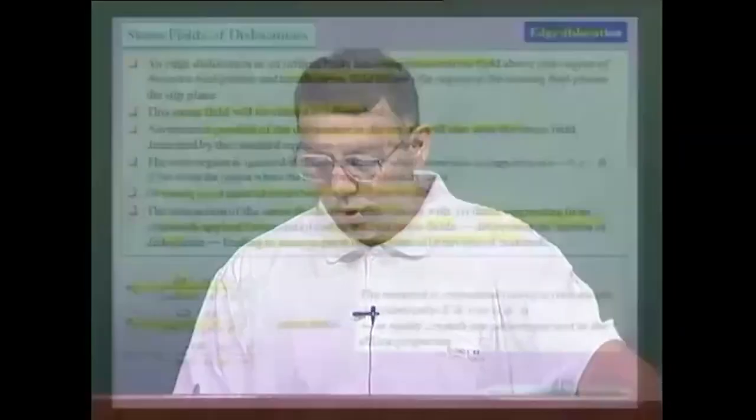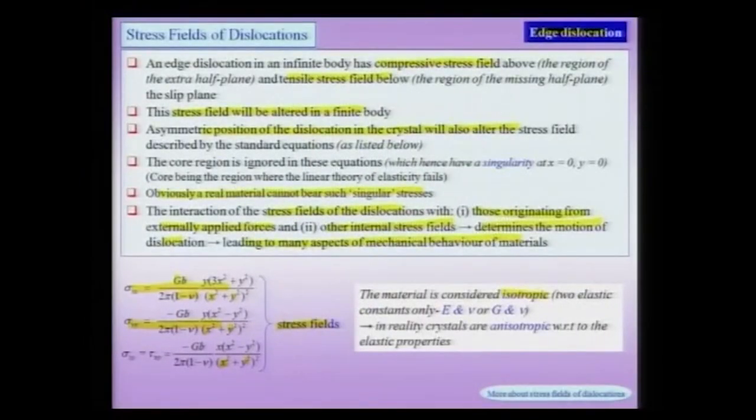In these equations we have written down here, we assume that the material is isotropic. The equations get a little more complicated when you are assuming an anisotropic material property, but just for now we will assume isotropic property so that we have to deal with only two fundamental constants G and nu, which will now completely describe the elastic behavior or the elastic stress field in this case of the dislocation.